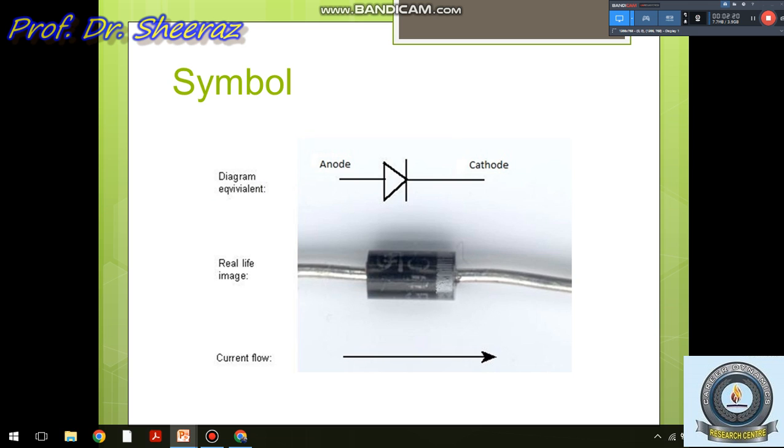Now this is the symbol for a diode. This is the anode side and this is the cathode side, and this arrow indicates that the current is flowing in this direction, from anode to cathode. So if it is connected in the reverse direction, the current will not flow. In practice, this is the real life image of a diode, and this white line is similar to this line. So this area is the anode, and the point where this white line is, this is the cathode line, which indicates the current flow to be connected in only one direction.